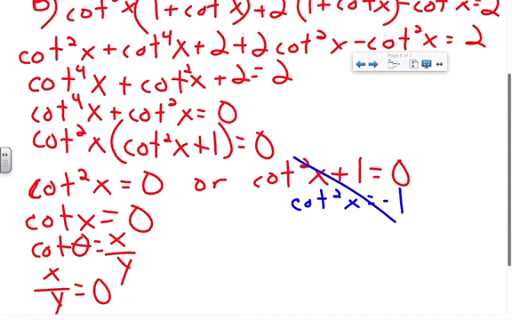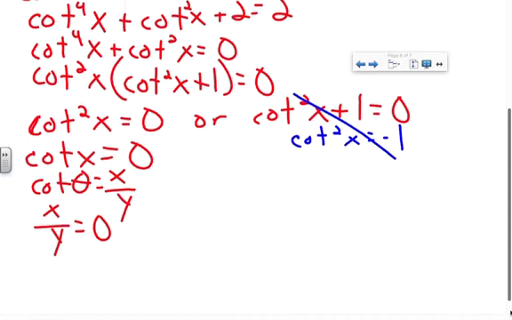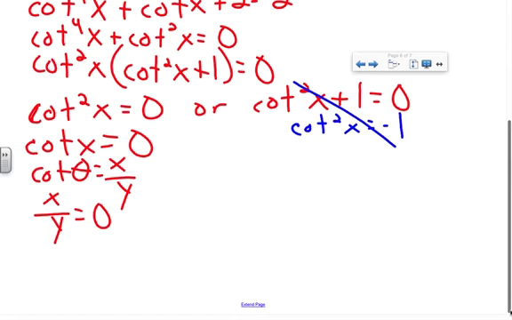What I'm basically looking for is an x-coordinate of 0. So where do I see x-coordinates of 0? I see them at pi over 2 and 3 pi over 2. And those are our solutions.